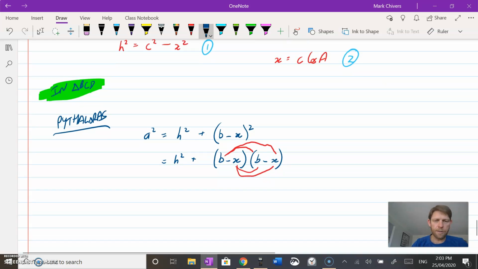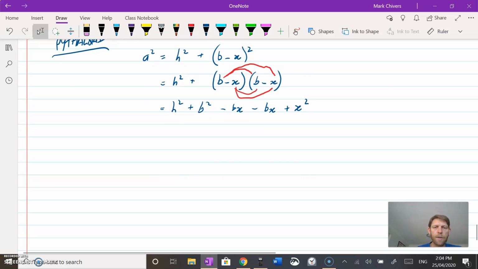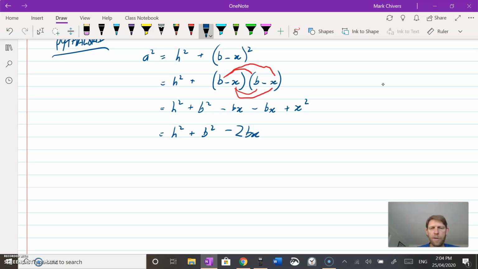So as I expand that out, I end up with h squared plus, well, b times b, well, that's b squared. B times minus x, so that's going to be minus bx. Then we're going to have minus x times by b, that's going to also be minus bx. And then minus x times minus x is going to be plus x squared. And then I'll tidy this up just a fraction. And I'll say that I've got h squared plus b squared minus 2bx, because minus bx is minus 2bx, plus x squared. So there we go, I've got all of that information down.